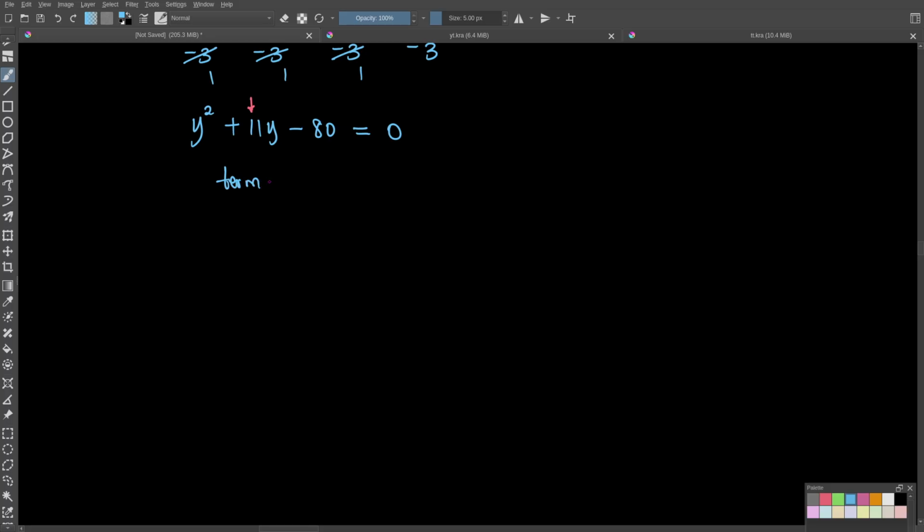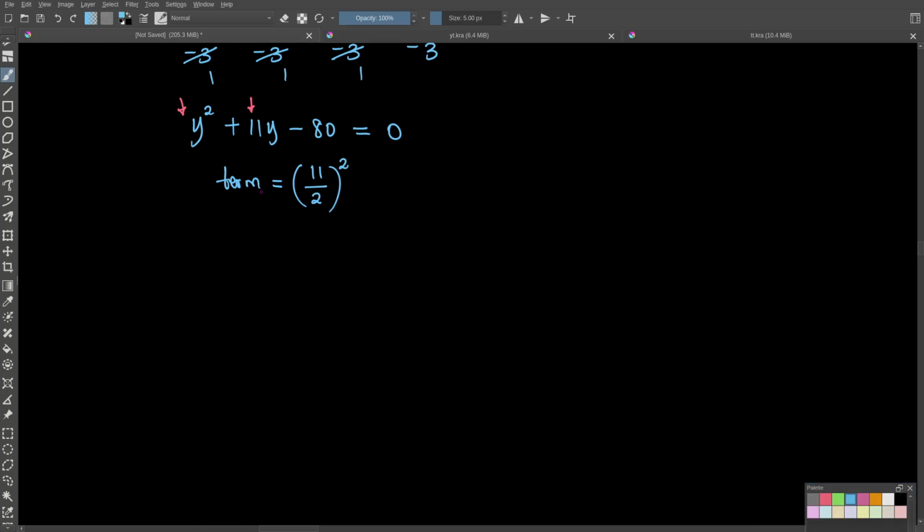So that term will be, we've said you take the coefficient of y, which is 11, you divide it by 2, and then you square the result. So this is the term we are going to add and subtract from our equation, and it will help us complete the square. Also, note that to complete the square, the coefficient of y here needs to be 1. So in our case, it's already 1, so we don't need to worry about that.